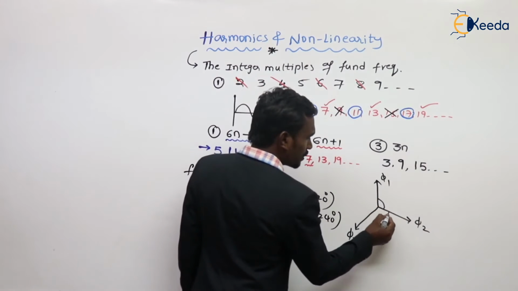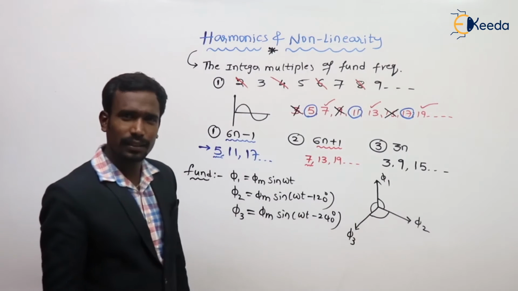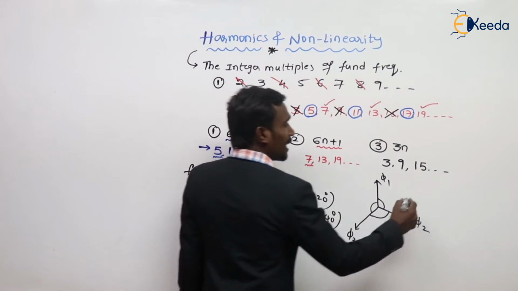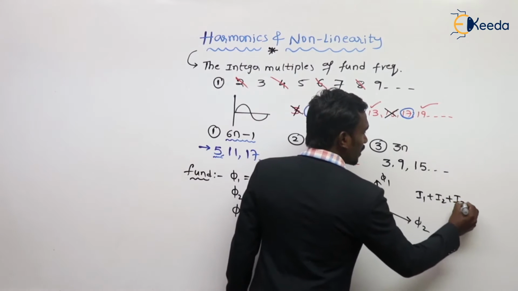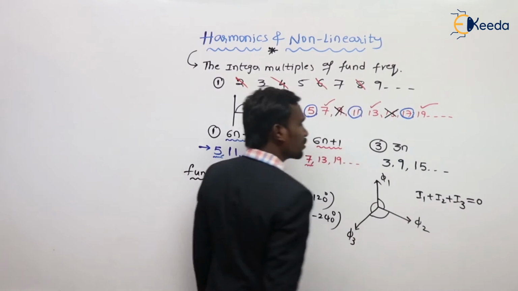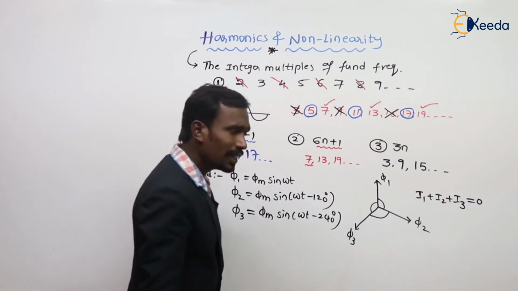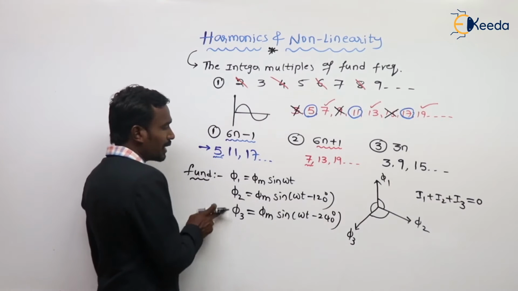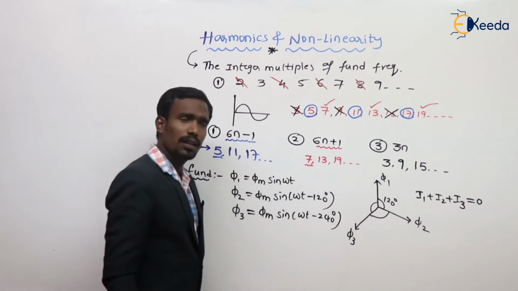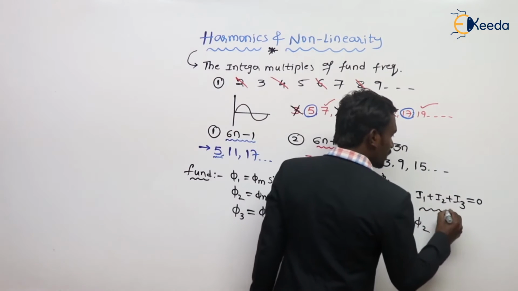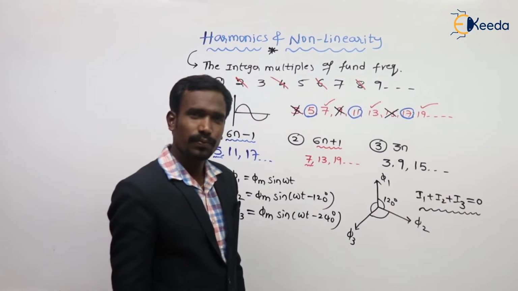Each phase is displaced by 120 degrees, and for each phase current I1, I2 and I3, the sum of the three phase currents is equal to 0. These are the fundamental principles. The three phases are displaced by 120 degrees from each other, and the sum of the three phase currents is equal to 0.